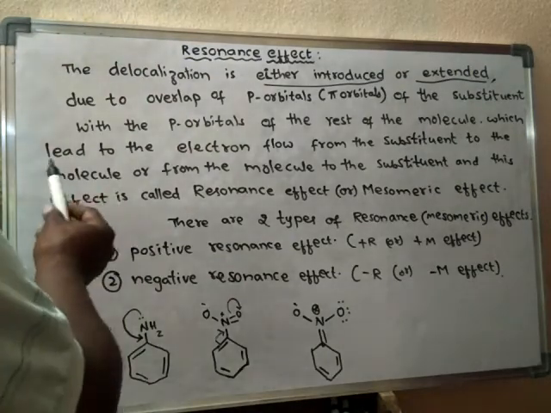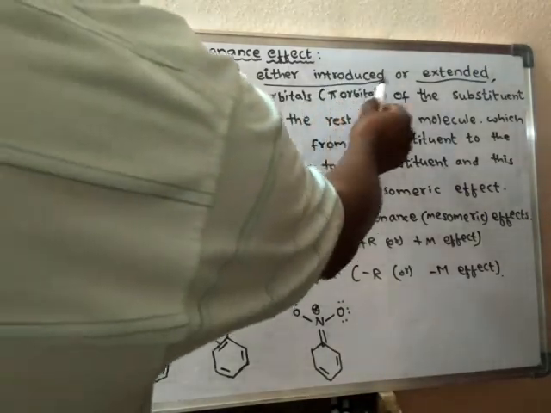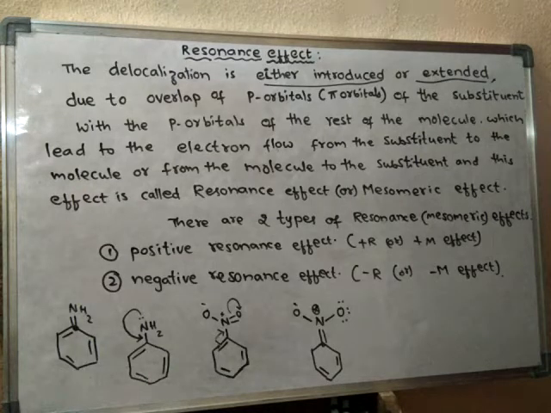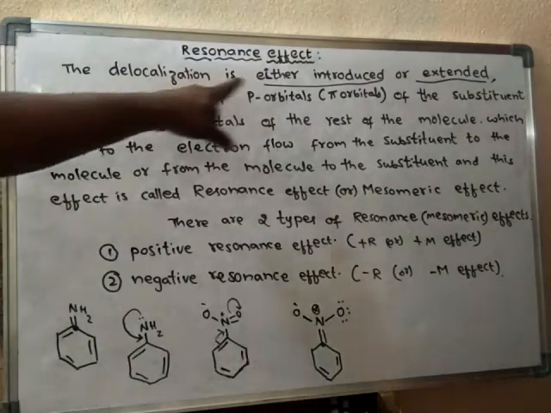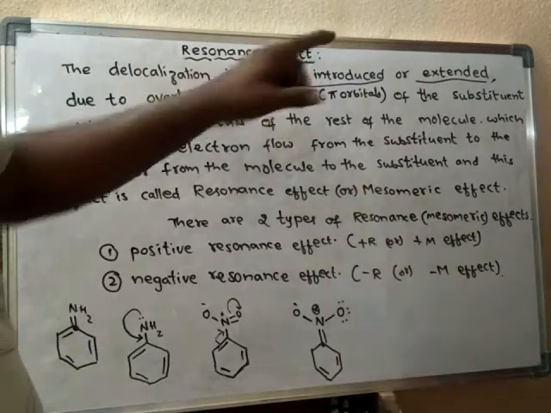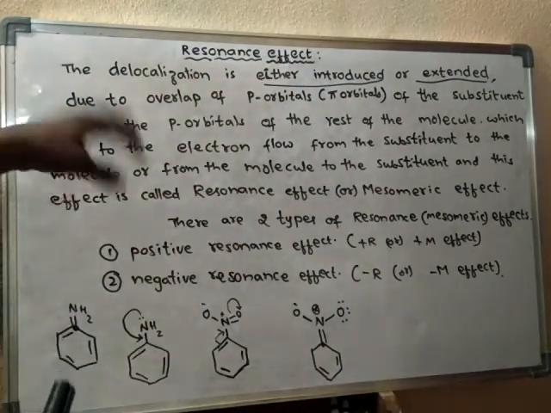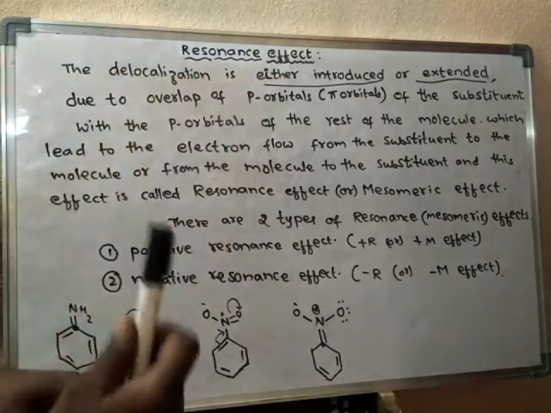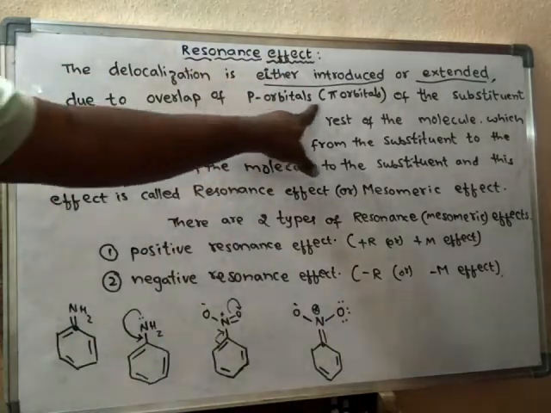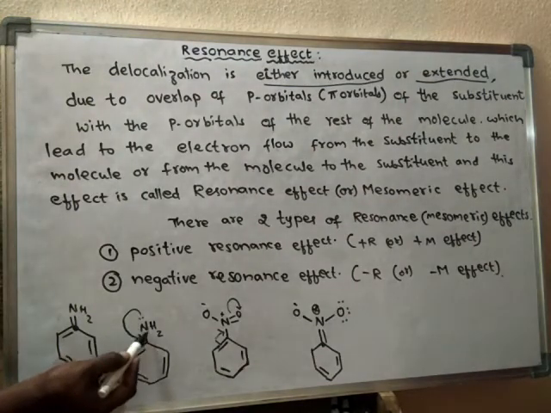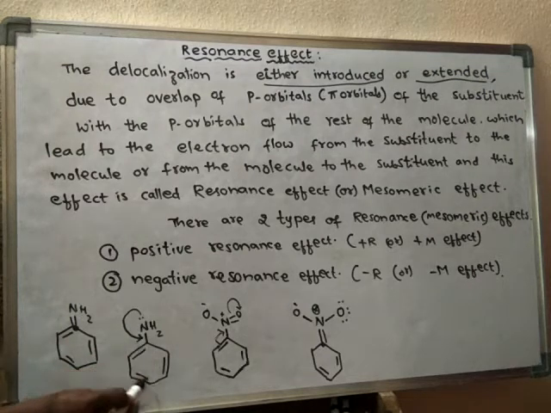Delocalization is either introduced or extended. Suppose if there is delocalization already, then it will be extended. If there is no delocalization, then newly that delocalization is introduced due to the resonance effect. See what is happening, how it is introduced: due to overlap of p orbitals of the substituent. So this is a substituent. The p orbitals present in this substituent will overlap with the p orbitals of the rest of the molecule.